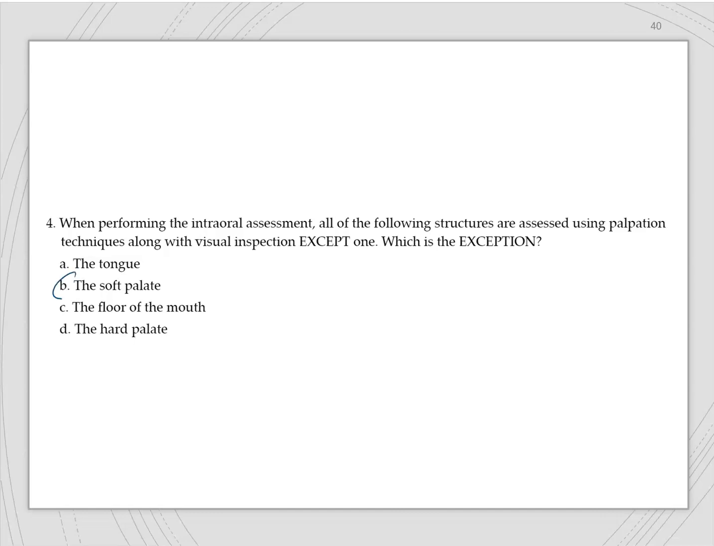So if you said B, you are correct. The soft palate is just examined visually. The soft palate is further back, and if you were to touch it, they're going to gag on you. It triggers the gag reflex. The tongue is okay, the floor of the mouth is okay, the hard palate is okay, but do not touch the soft palate. Just visually look at it because they will gag on you.